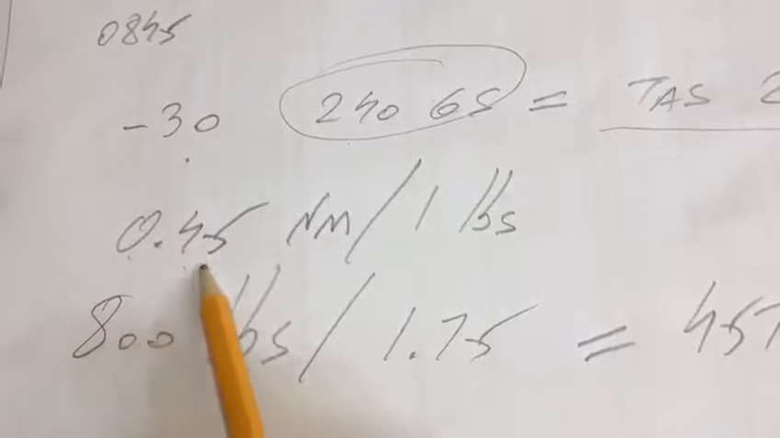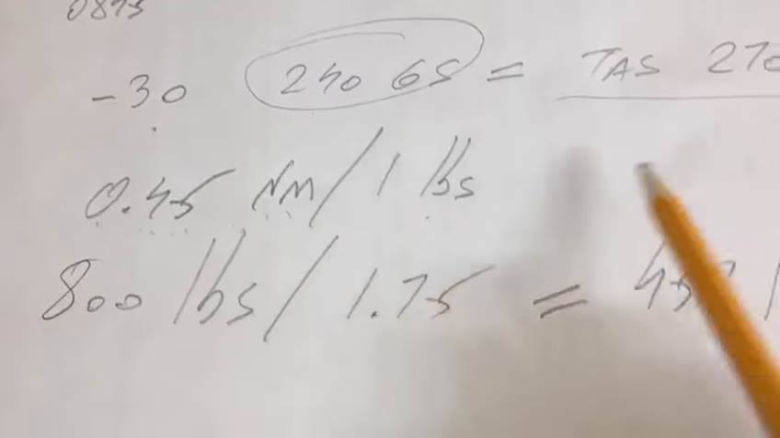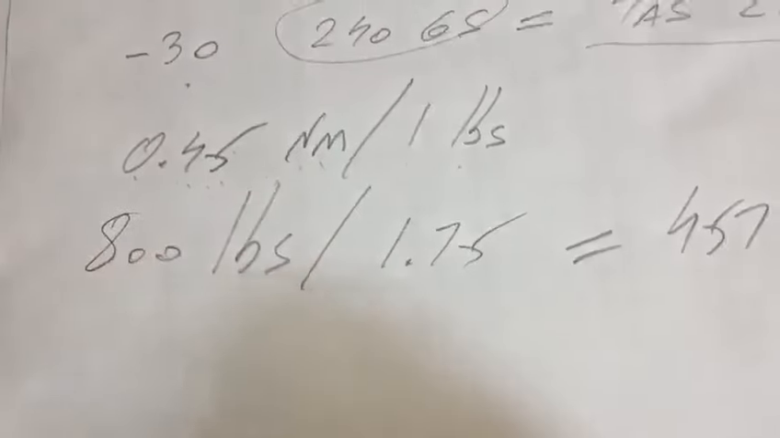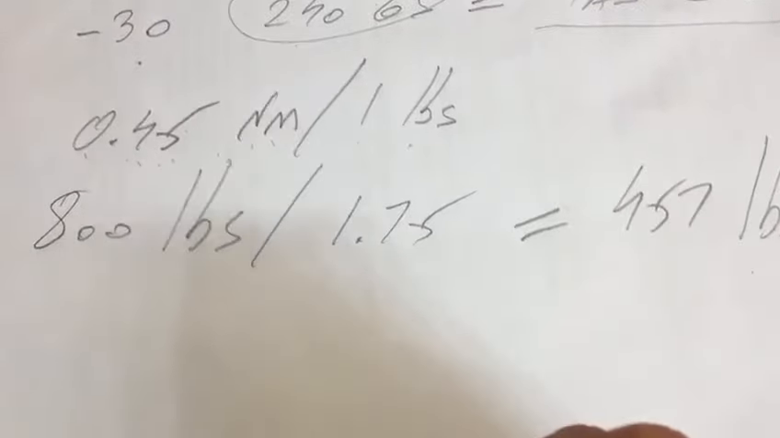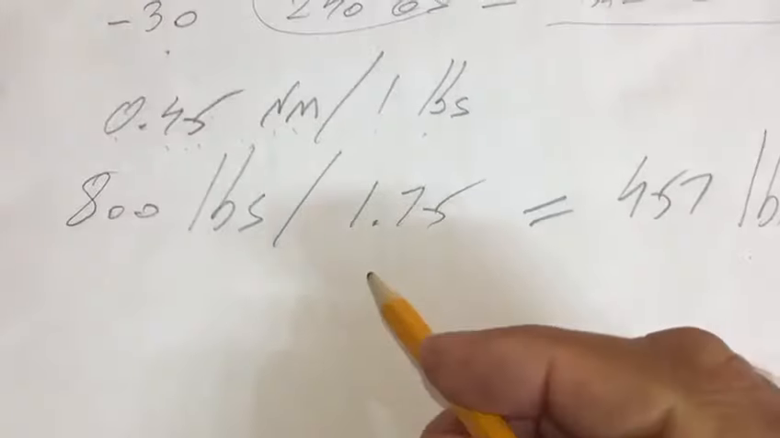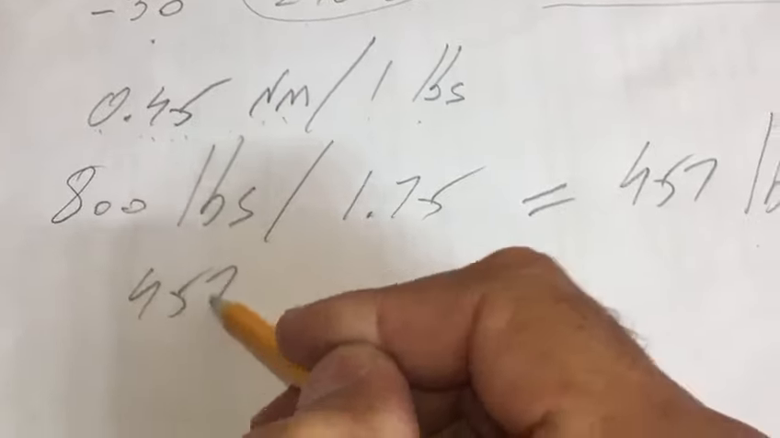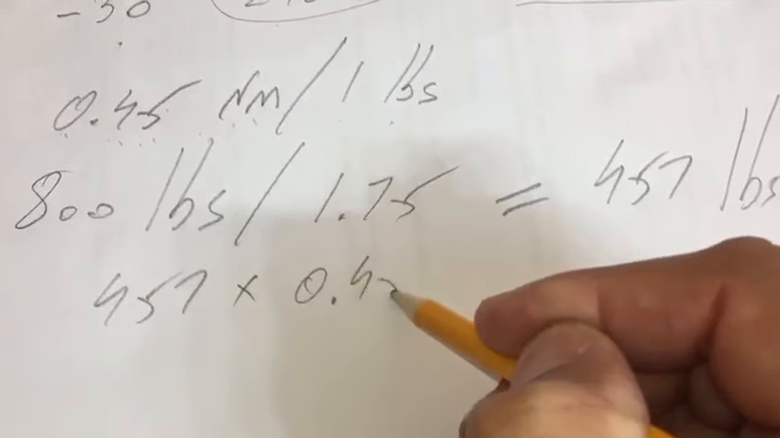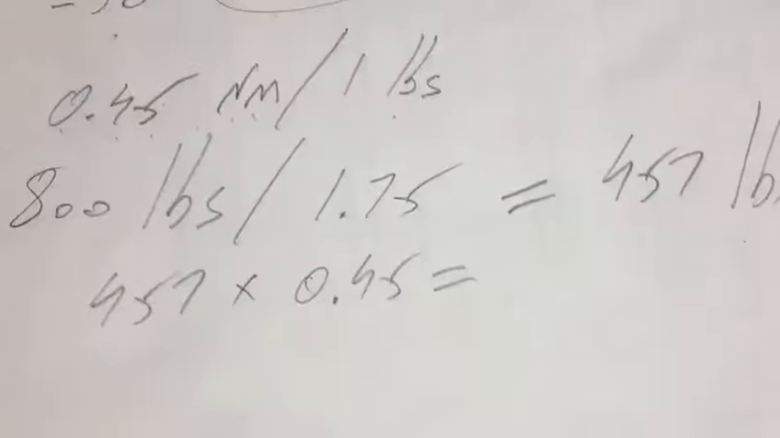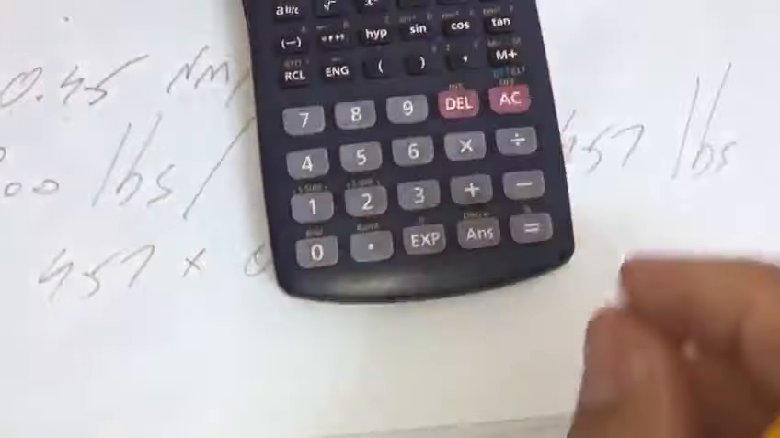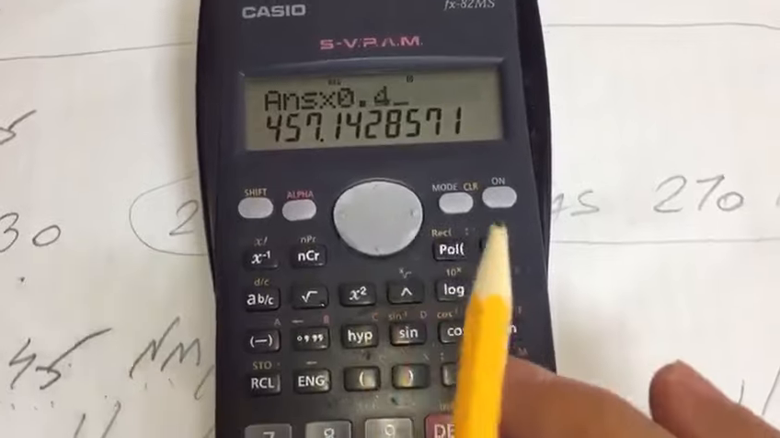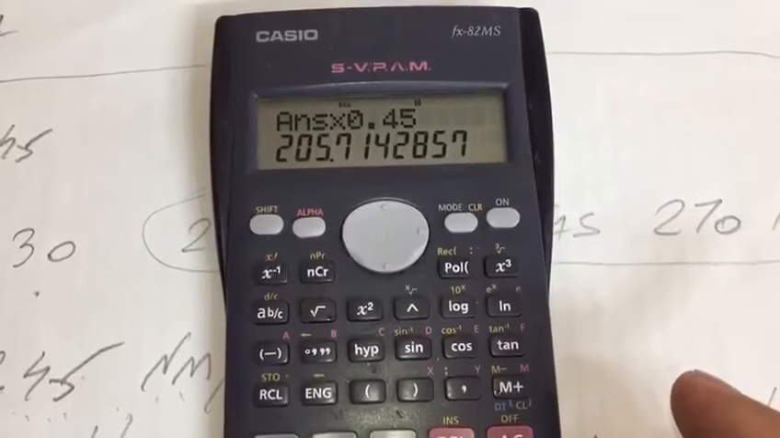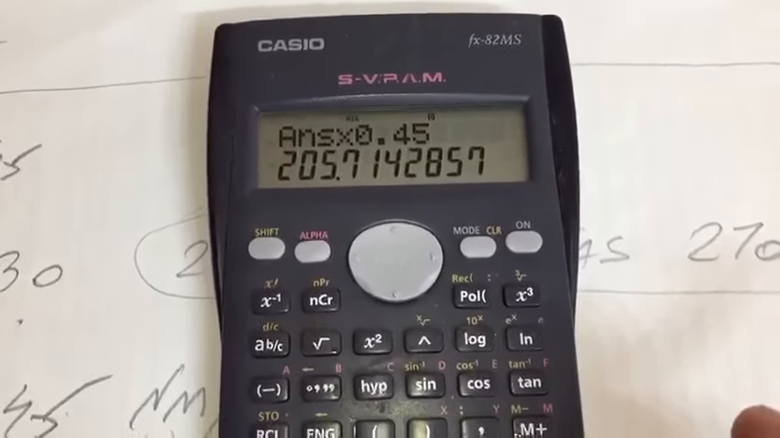Back to this here, 0.45 nautical miles per pound, combining with 457 pounds, will give us the range, which means how many nautical miles we can travel in an hour. So 457 times 0.45 equals, back to the calculator, 0.45 equals 205 knots. We can round it up to 206.